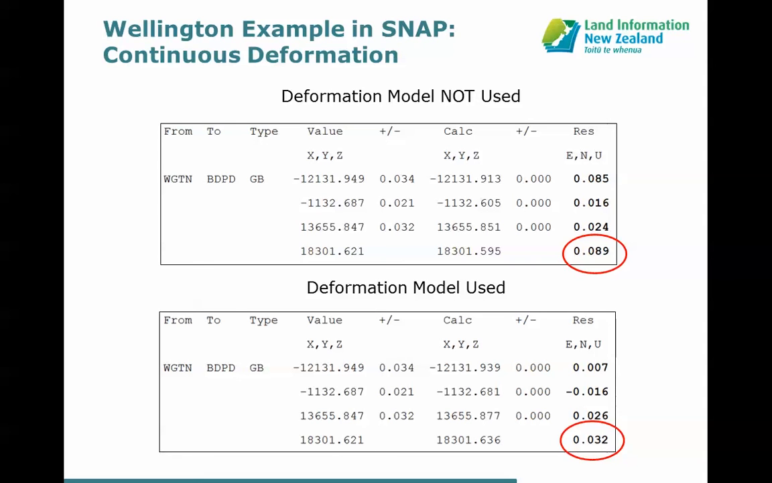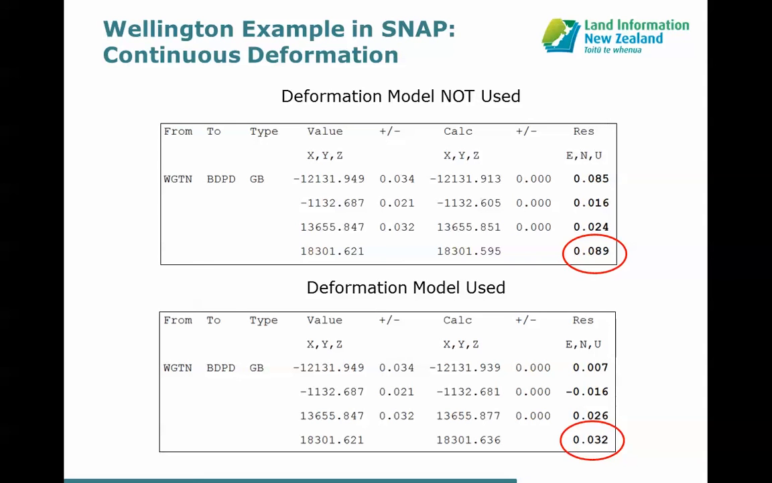So on this slide we see a couple of outputs from the SNAP software. In the top screenshot, this is an example of not using the deformation model. There's various bits of information there, but the one that I'd like us to focus on is the final column, which is labelled RES, which stands for residual. So that's the difference between those existing coordinates that we took from the geodetic database for those two marks, and then our measurement that we made in November 2014.